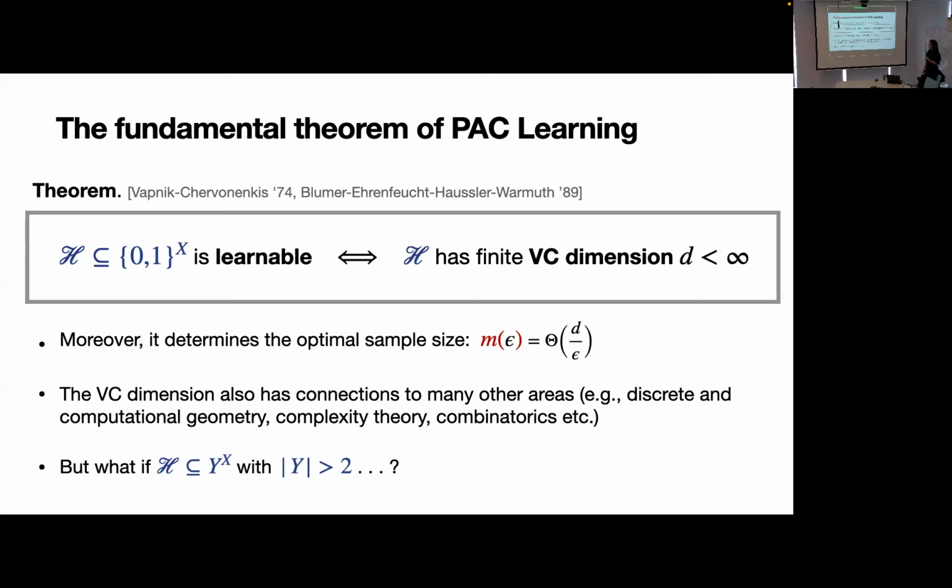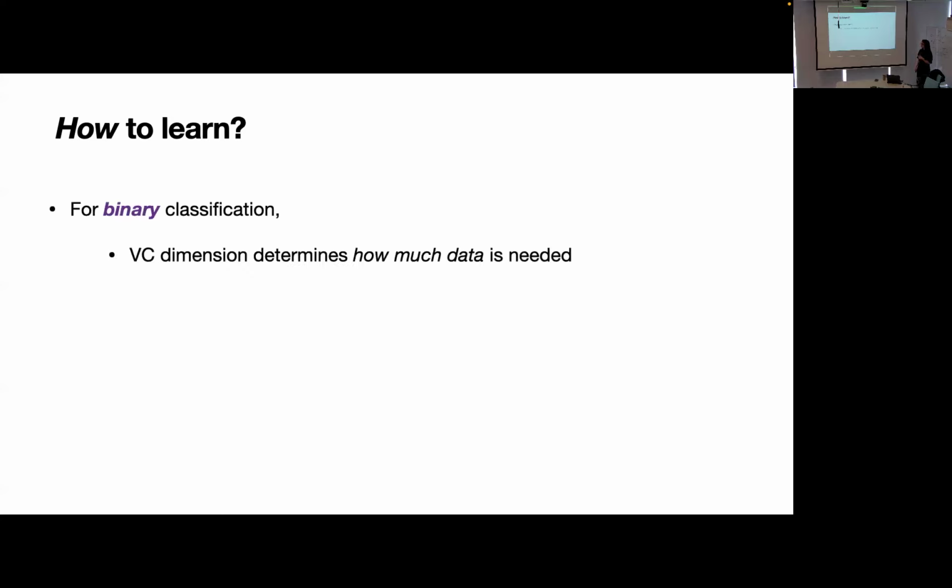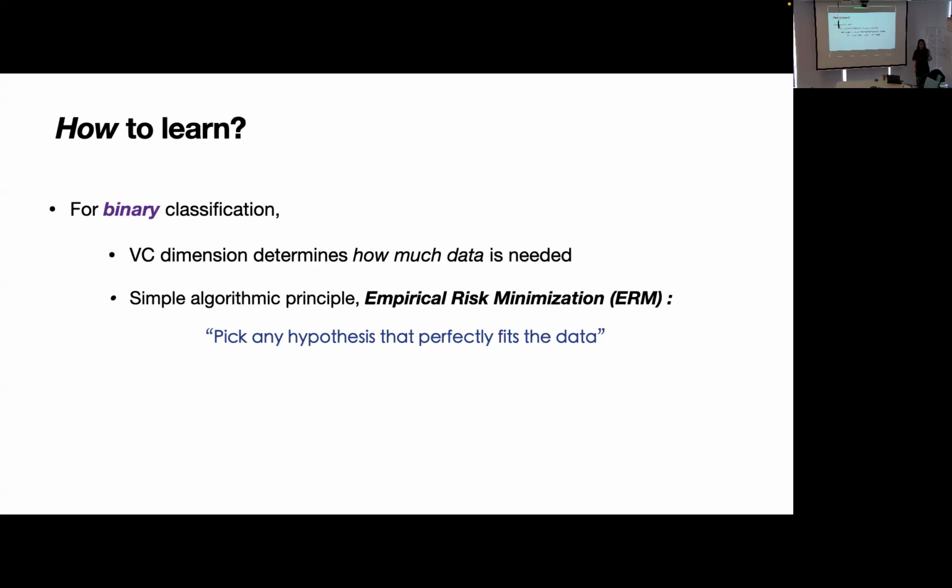Before that, I just want to quickly talk about the algorithmic approach. I just told you how many samples are needed, but what about the algorithm? The VC dimension tells us how much data is needed. We also get a simple algorithmic principle called empirical risk minimization, or ERM. It's very intuitive: you get training data, and you just pick any hypothesis in your class that perfectly fits the data. ERM tells us that this will be a good choice, and it will also generalize. Good. Unfortunately, both of these don't generalize to the multiclass case. We don't have the dimension, and we don't have the ERM principle. We want to understand these.